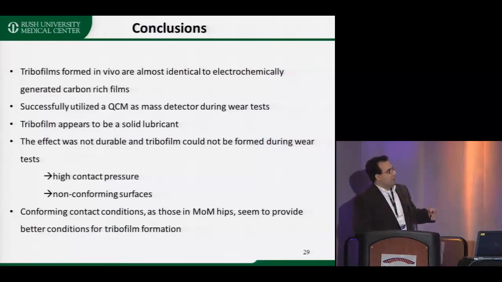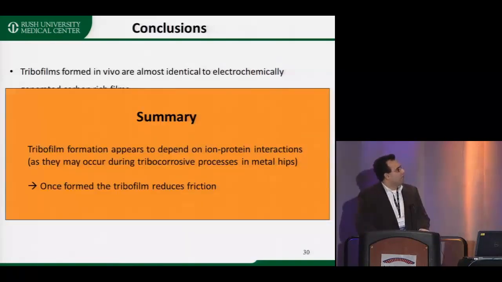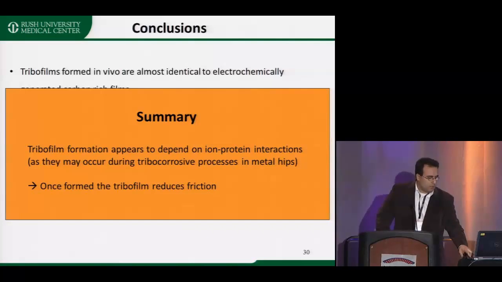Basically, our pin-on-disc setup is not suitable. We have too high contact pressures and non-conforming surfaces, so that lubricant is rubbed out of the contact. We assume that conforming contact conditions at those metal-metal hips provide better conditions for tribofilm formation. In summary, tribofilm formation appears to be dependent on iron-protein interactions, as they may occur during tribocorrosive processes in metal hips. Once formed, it will reduce friction.